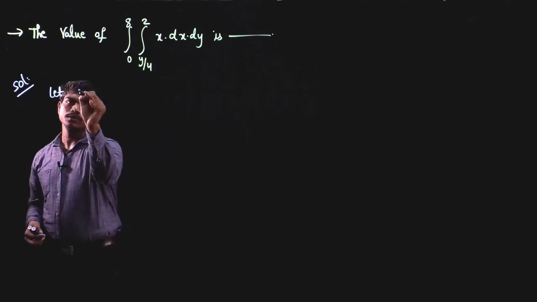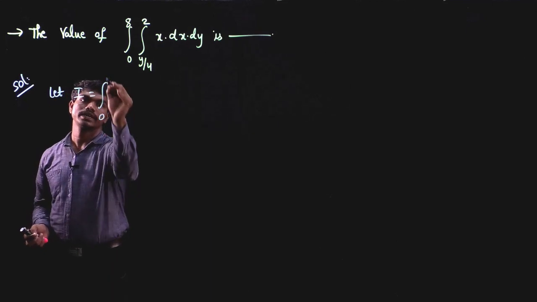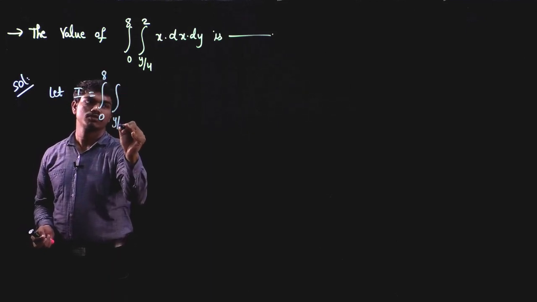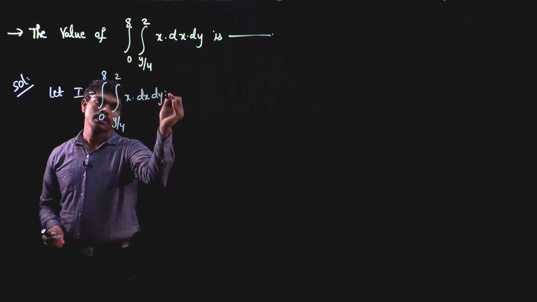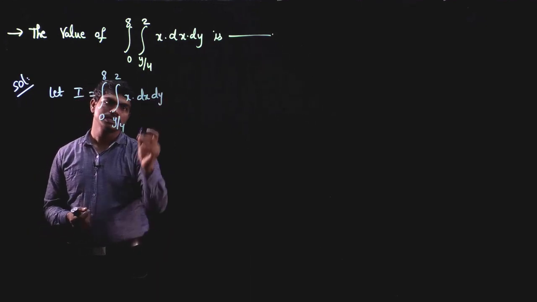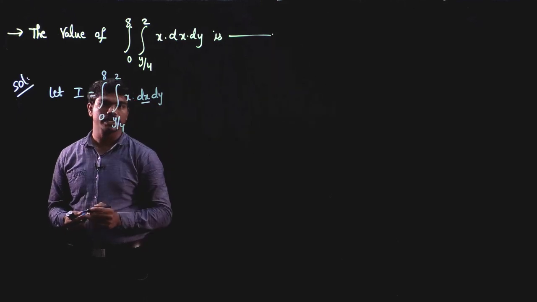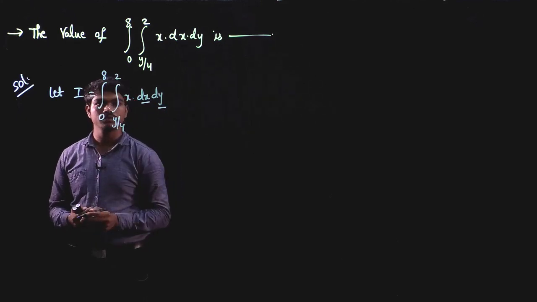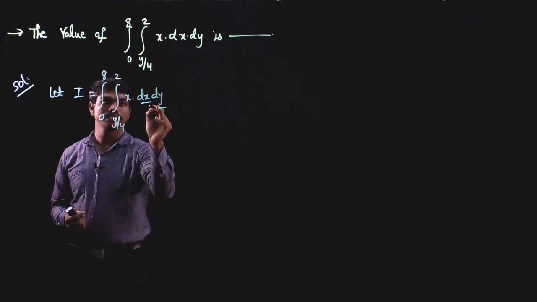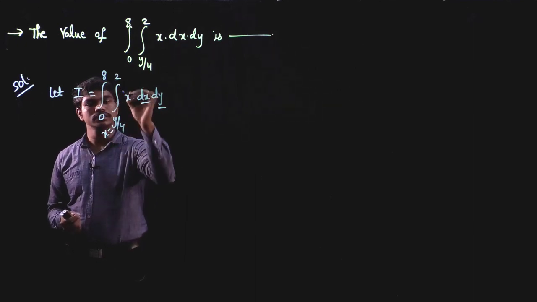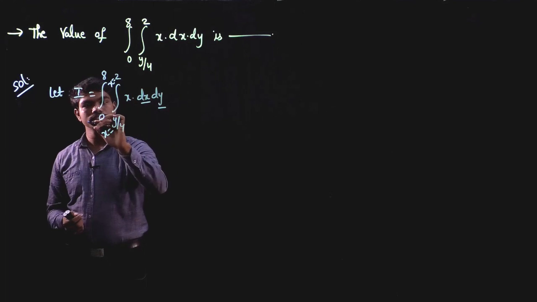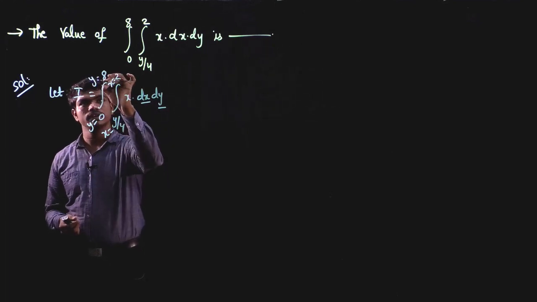Let I is equal to integral 0 to 8, integral y by 4 to 2 of x dx dy. Correct. So now, what is the first variable of integration? X. And what is the second variable of integration? Y. So if the first variable of integration is x, the first integral has limits of x. Similarly, these are the limits of y: y is equal to 0 to y is equal to 8.